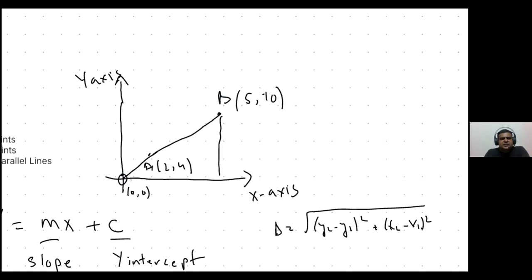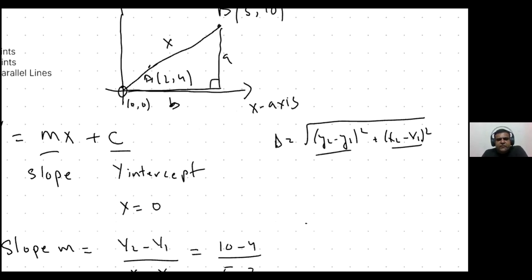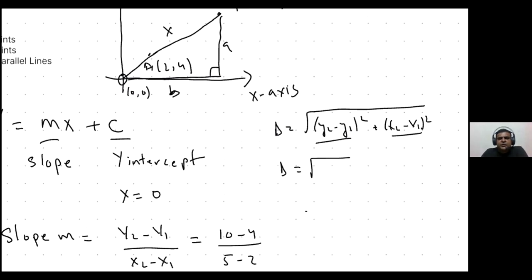This is x, this is a, and this is b, right? So our a and b are basically these two sides, and our d is this side x. We use Pythagoras theorem, and we basically derived this equation. So now how can we find d? What is our y2 again? y2 is 10, right?